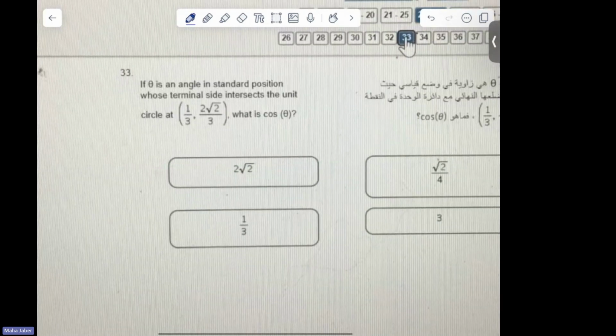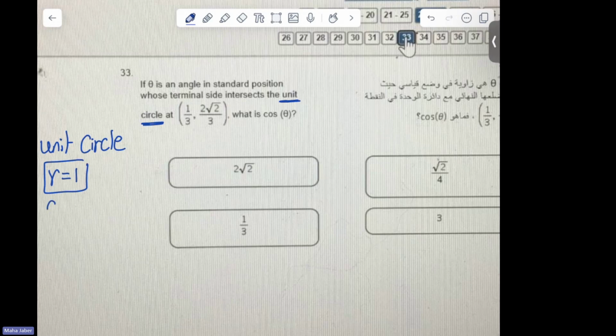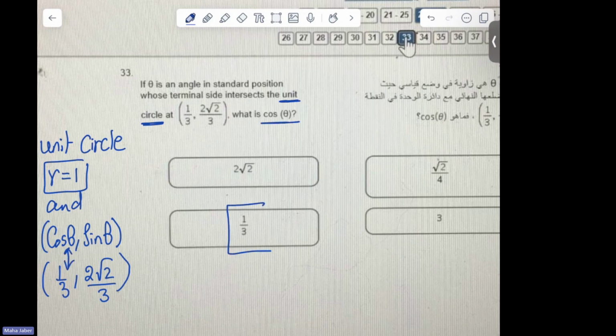Now the second question. If the angle is in the standard position with a terminal side intersecting a unit circle. Unit circle is very important. Unit circle means two things. It means the radius equals 1 and any point given is cosine theta, sine theta. According to the numbers given in the exam, if we align between them, you'll discover that he's asking first of all cosine, and it is the x-axis. This is the meaning of a unit circle. I'll come to the third question.